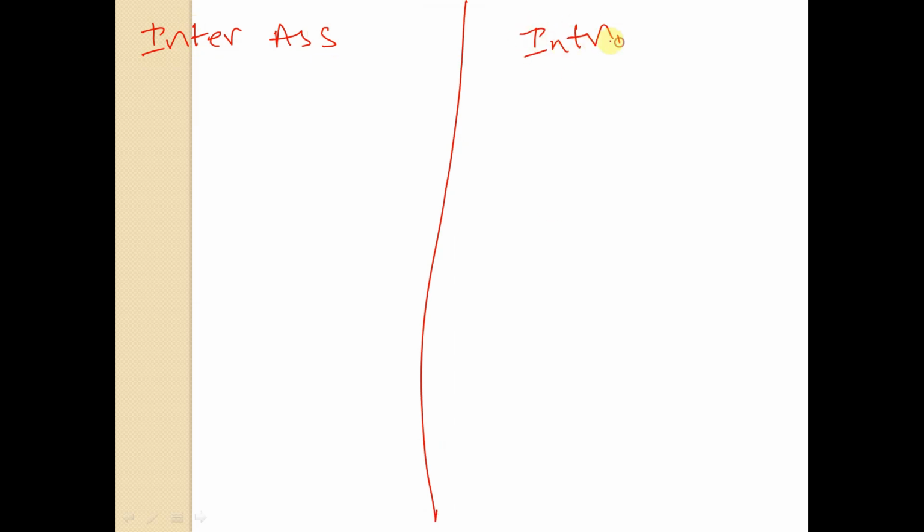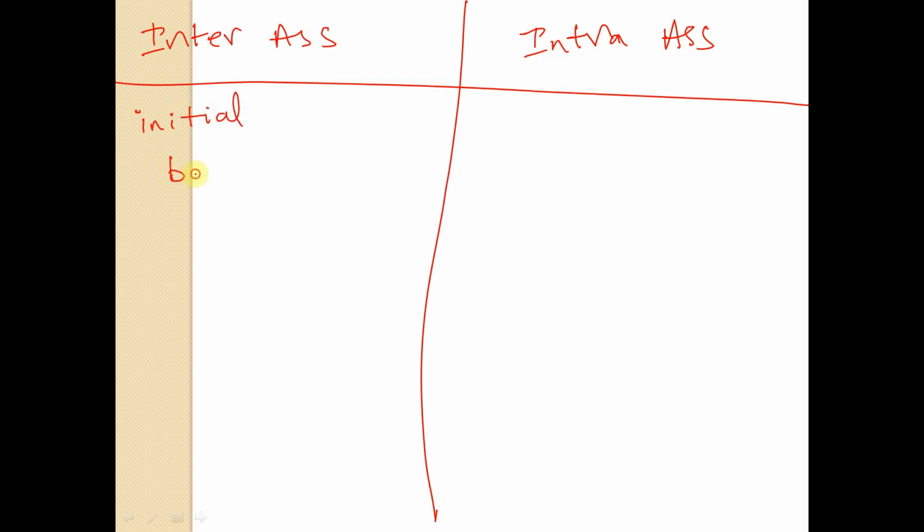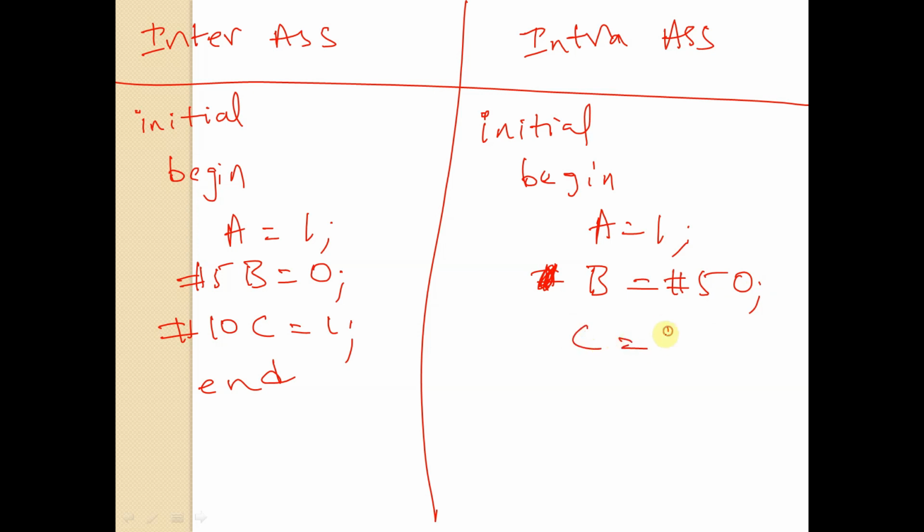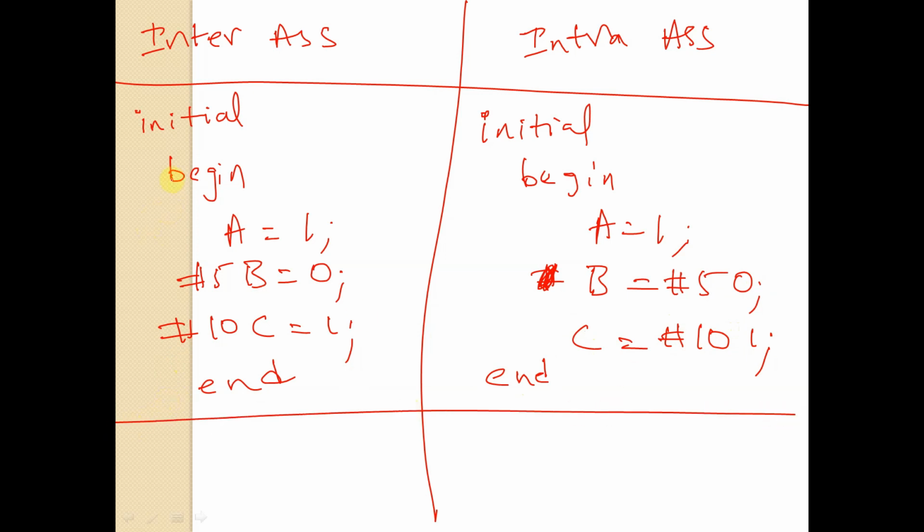And now we will take one more scenario with the blocking assignments. So initial begin a is equal to 1, #5 b is equal to 0 and #10 c is equal to 1, ending this. And here also initial begin a is equal to 1 and, sorry, this is intra assignment delay, so b is equal to #5 0 and c is equal to #10 1, and ending this. So I'm using blocking statements and I'm comparing inter and intra assignment delays.